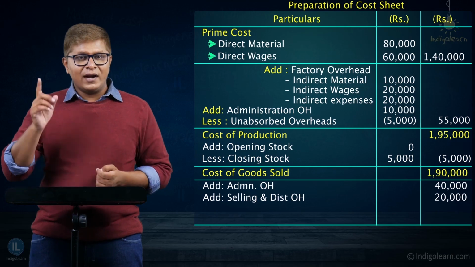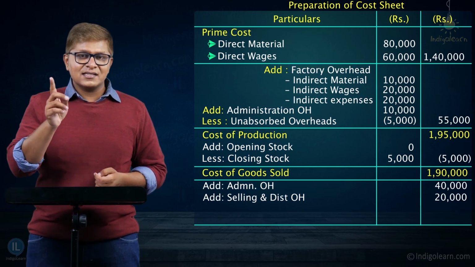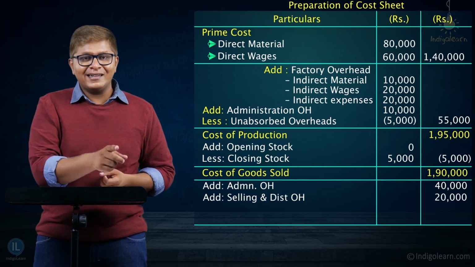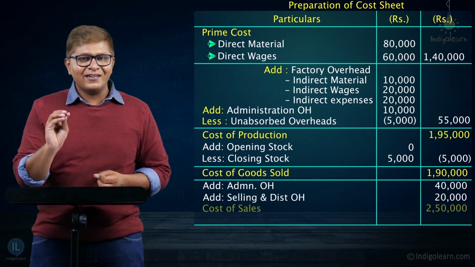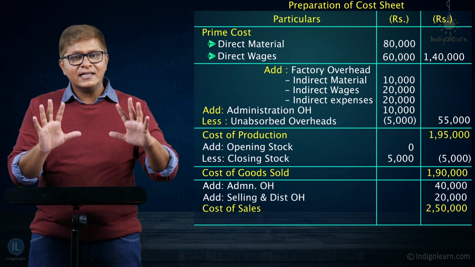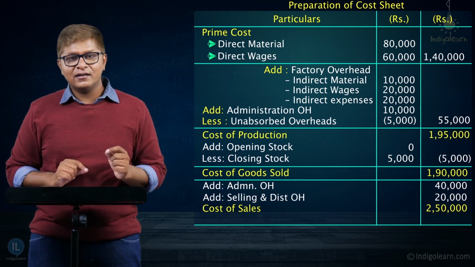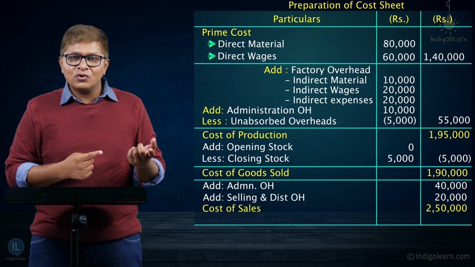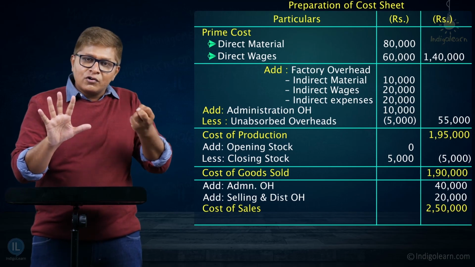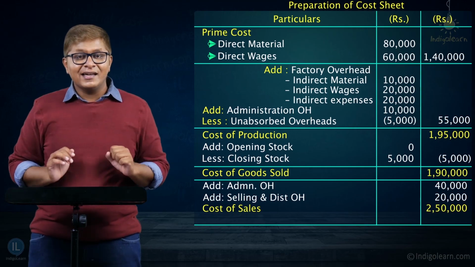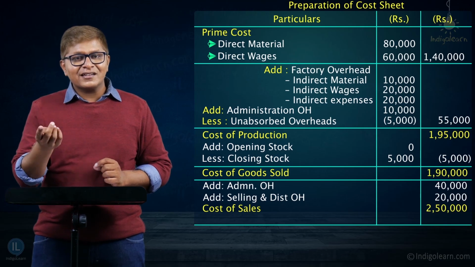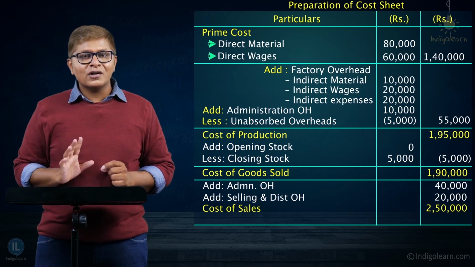So if we add 1,90,000 cost of goods sold plus 40,000 administration overheads, that is 2,30,000 plus 20,000 selling and distribution overheads, 2,50,000. So rupees 2,50,000 becomes our cost of sales. Now you have to be a little careful here. If I go back to my production overheads, we have spent totally 50,000, but we have absorbed how much? We have absorbed only 45,000. It is very clearly given that 5,000 rupees is the production overhead which is not absorbed or under absorbed.